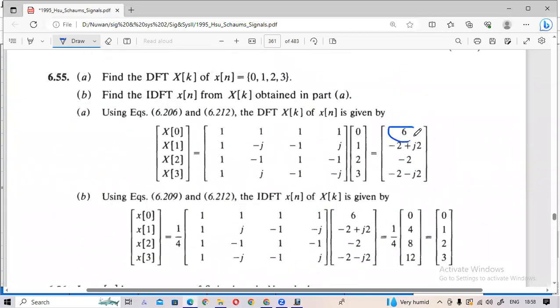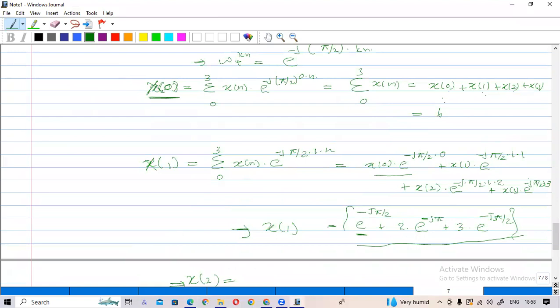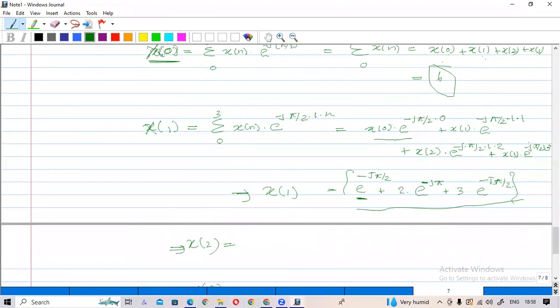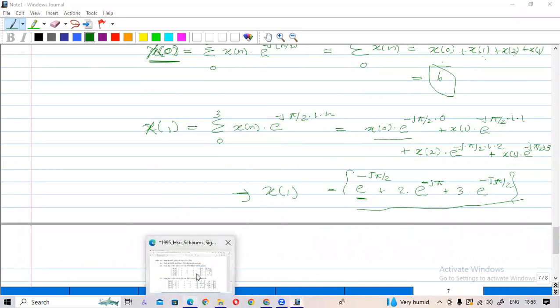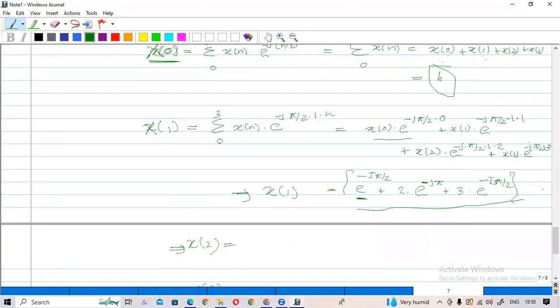So okay, we will get this one, no? 6. x0. For x0 we have got 6. Okay, so our answer is correct. And if we simplify this, you will get this value. Let's see later how to simplify this one. So that is also easy. I will tell you anyway how to simplify this one later.